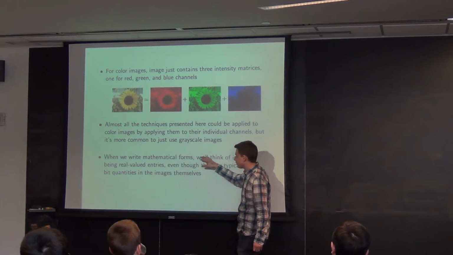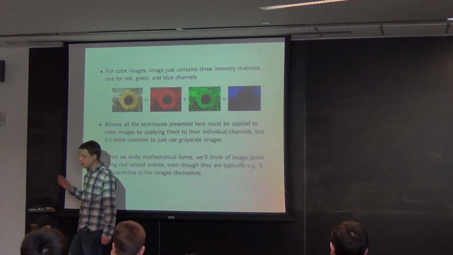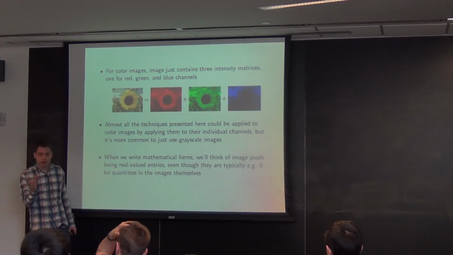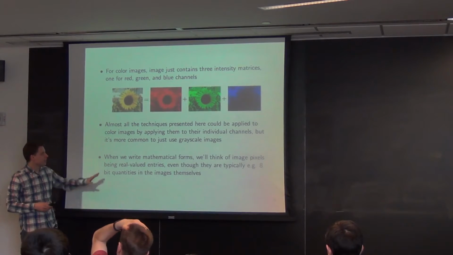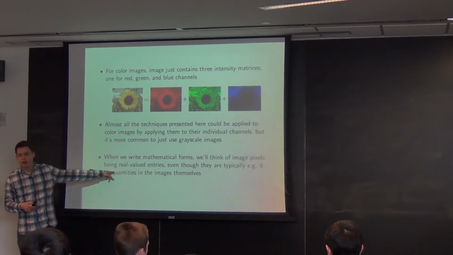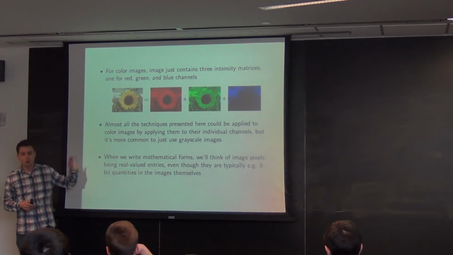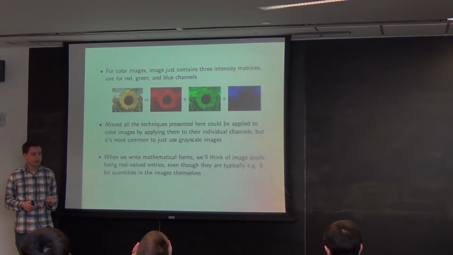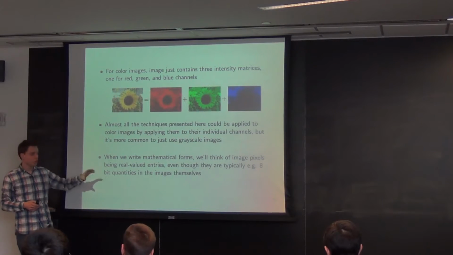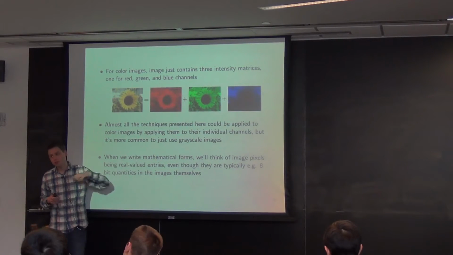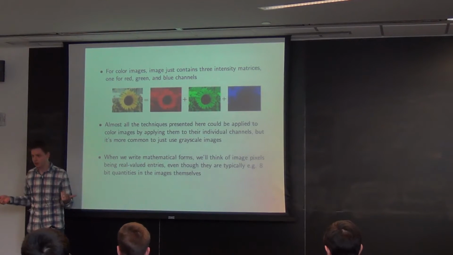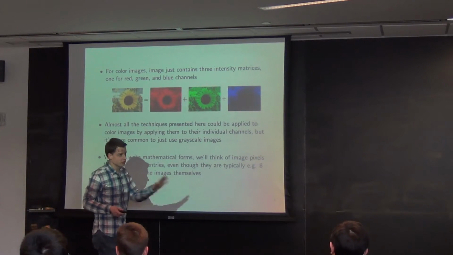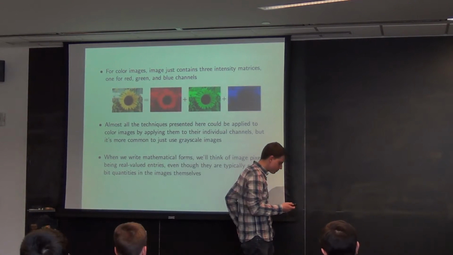And finally, when I write images throughout this lecture, I'll typically think of image pixels as being real valued entries, usually between 0 and 1, right? So 0 being a black pixel and 1 being a white pixel. But of course, when we actually represent them in a computer, they'll typically be like an 8-bit value or something like that. These are minor points, but I just wanted to set the stage for what we're going to do.